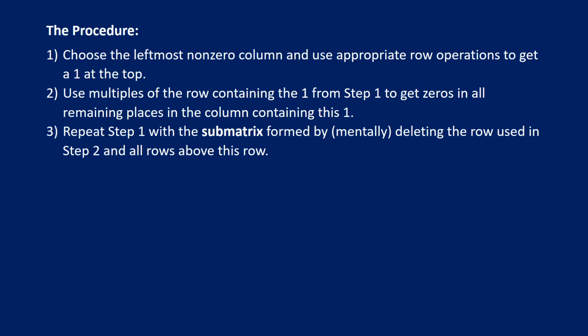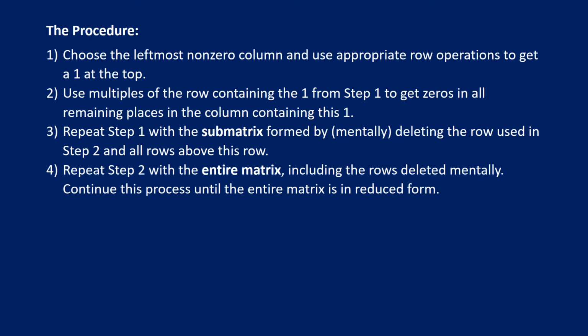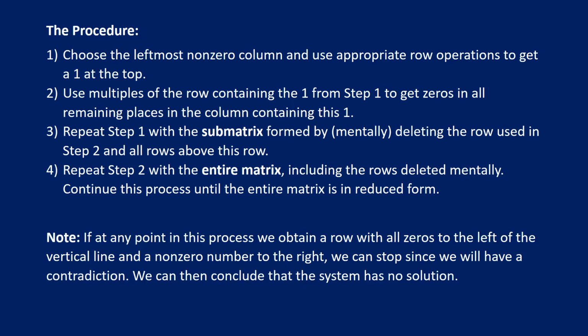And then we're going to repeat step 1 with what we call the submatrix, which means we basically ignore the row we used in step 2 and all the rows above it, and we work with that submatrix that we have. And then we repeat step 2 with the entire matrix, including the rows deleted mentally, and we continue until we're in reduced form. So this is really easier seen in an example. We will do that in just a moment.